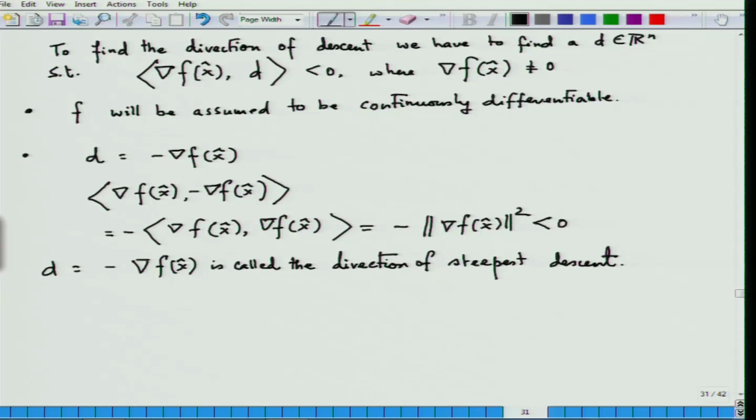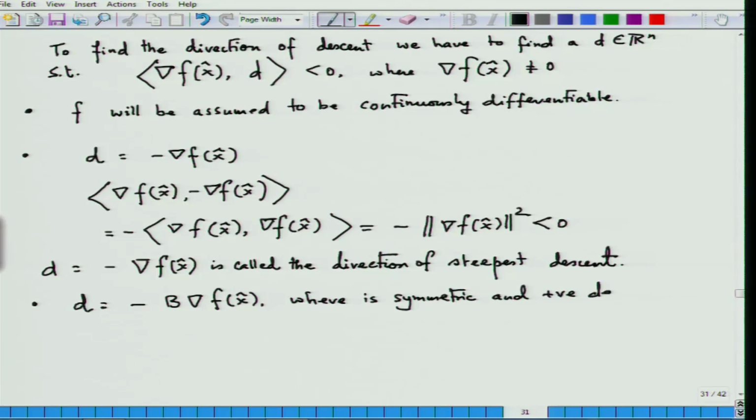Another one could be like this. For example, if you take d to be minus B times grad f, where B is symmetric and positive definite. So let us see what would happen with grad f(x tilde) into d.